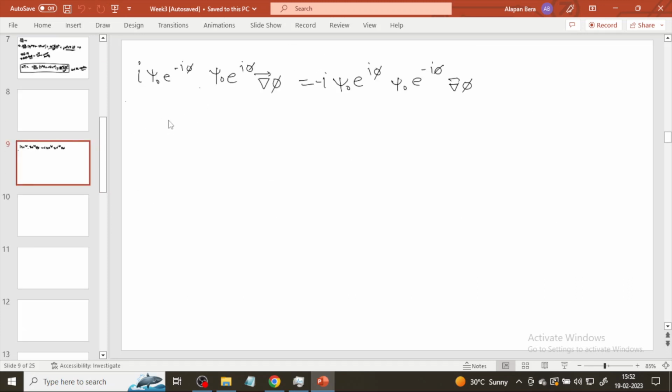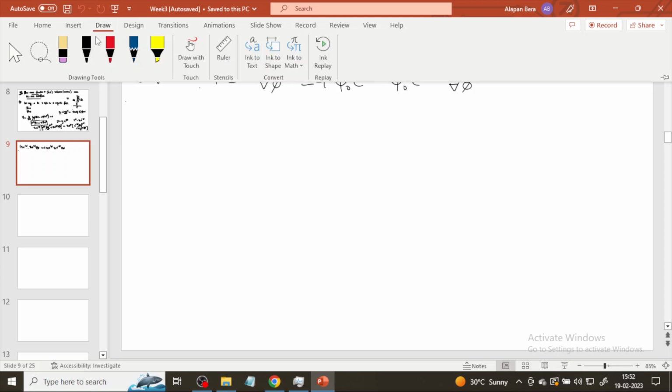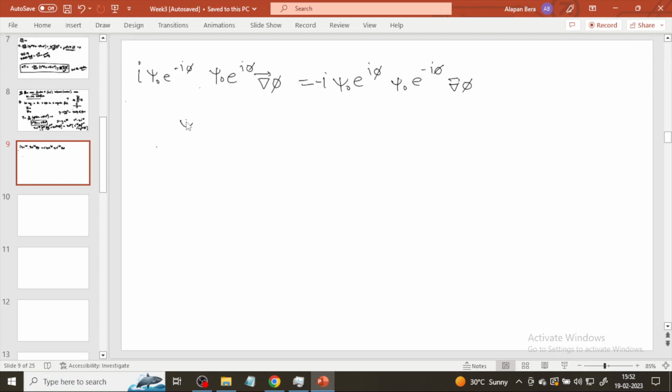As psi naught square, taking this as psi, this gives us i psi naught square grad psi is equal to minus i psi naught square grad psi. So this total gives us 2 psi naught square grad psi is equal to 0.